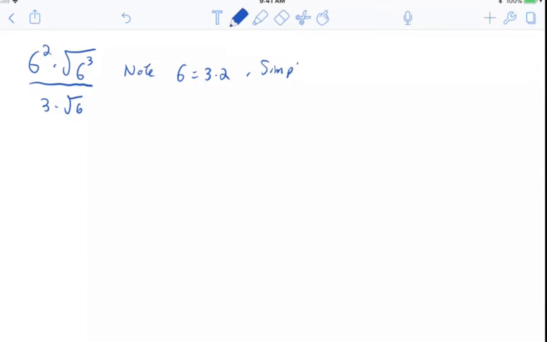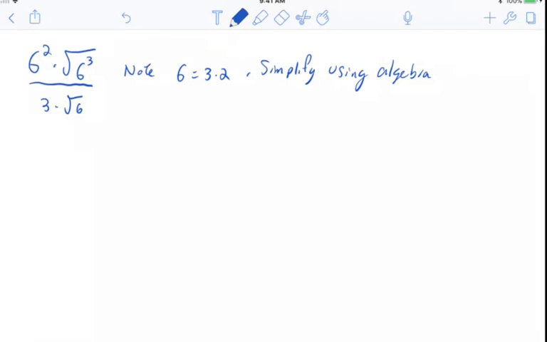I'm going to give you an expression like this: 6 to the 2 times 6 to the 3 times 3 times square root 6. And I'm going to say, note that 6 is equal to 3 times 2. Simplify this. Okay, let me show you how it's done.